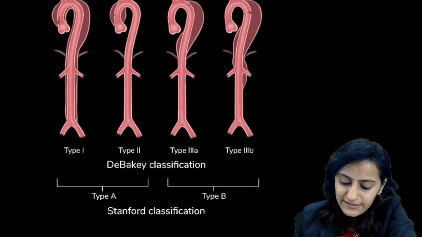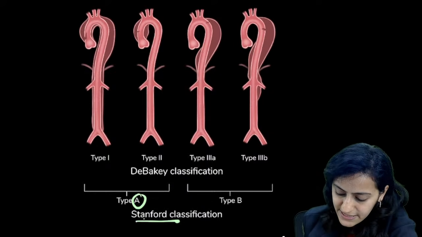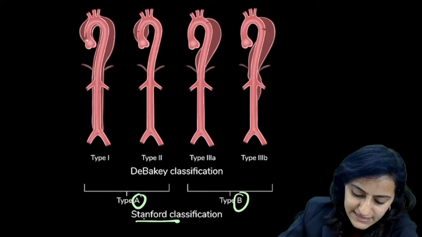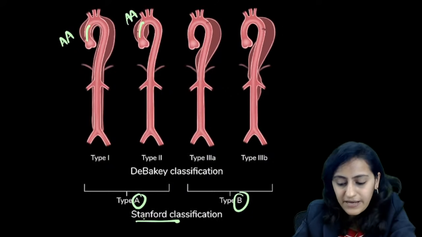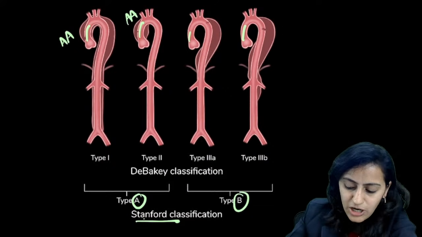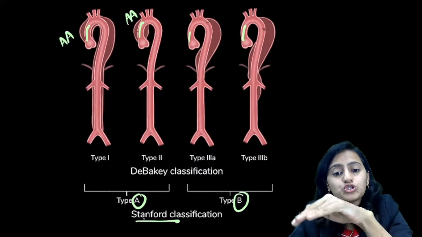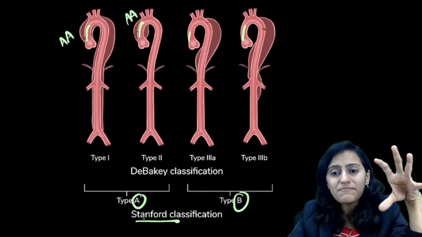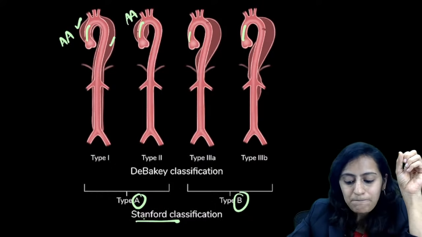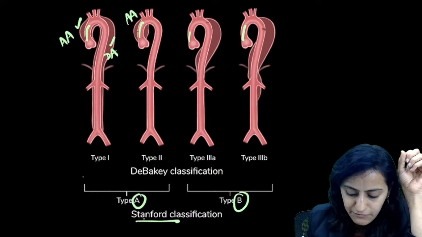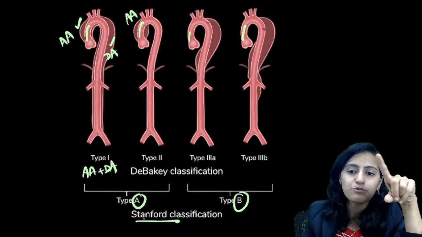So let's have a look at this classification of aortic dissection. Stanford is just A and B. Whenever the ascending aorta is involved, it is Stanford A, right? When the ascending aorta is not involved, it is Stanford B. DeBakey has 1, 2, 3. So DeBakey 1 is the most severe, where the ascending aorta plus the descending aorta is involved. So most severe is 1.